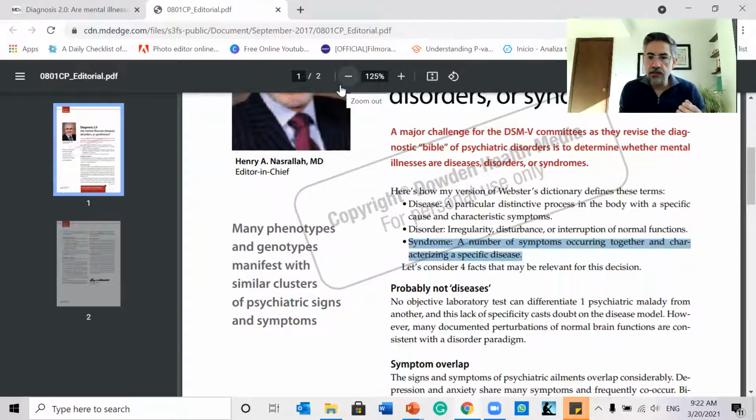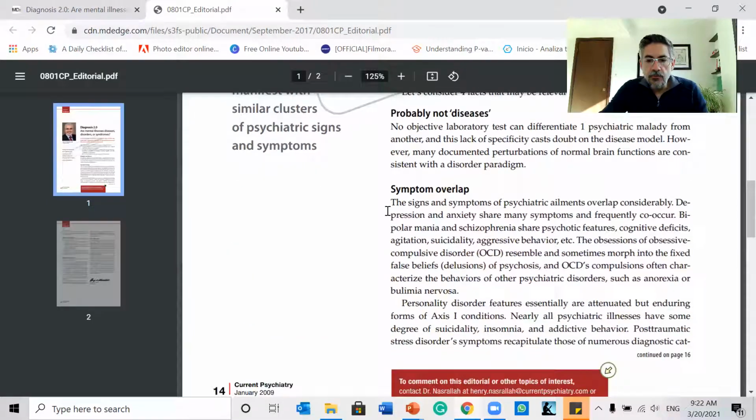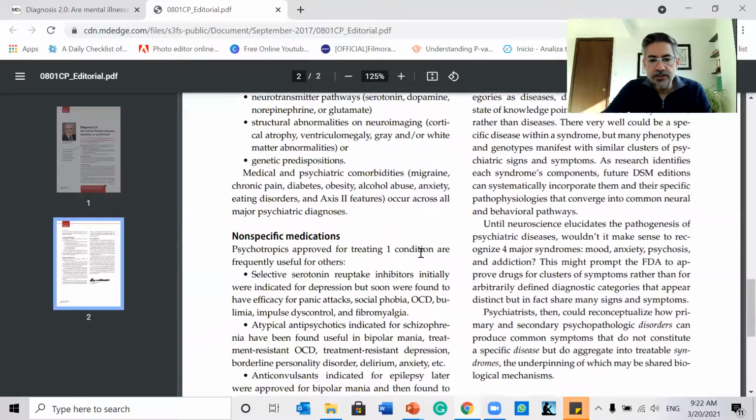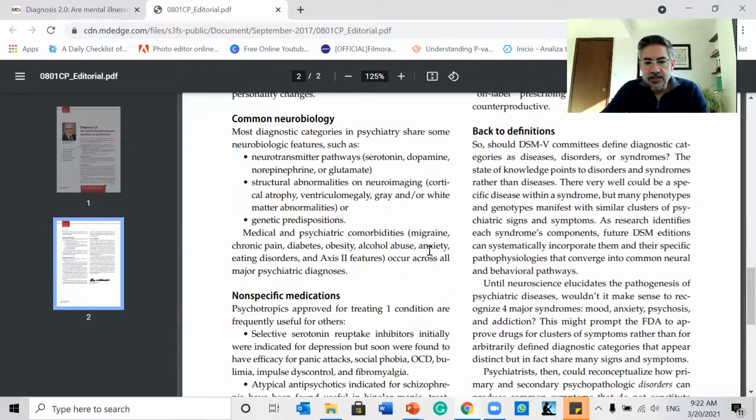There are genetic elements, biological elements, there are psychological elements, there are social elements as well. And the interaction of all these variables is what we think is causing the disorders, but not just one single variable, as in the case of a virus, right? Or a bacteria.